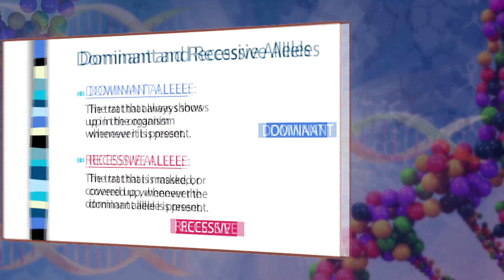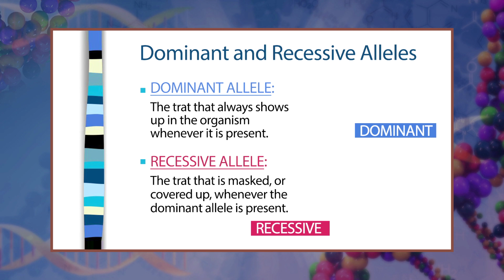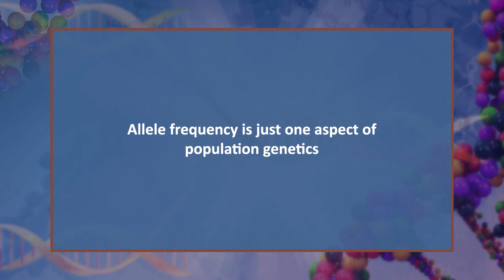The allele frequency is the frequency of the two forms of a particular allele in a population. They are dominant and recessive alleles represented by capital and small letters. Each allele frequency can be calculated by dividing the number of individuals with the allele by the total number of individuals in the population. Allele frequency is just one aspect of population genetics.